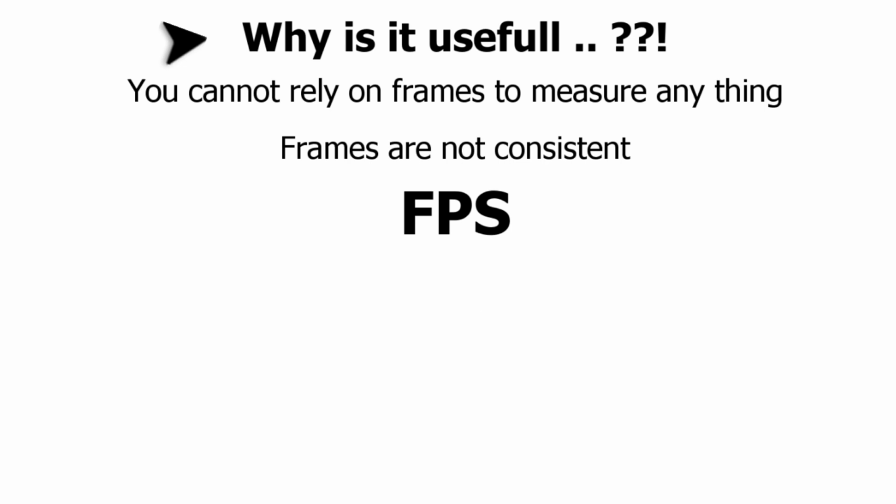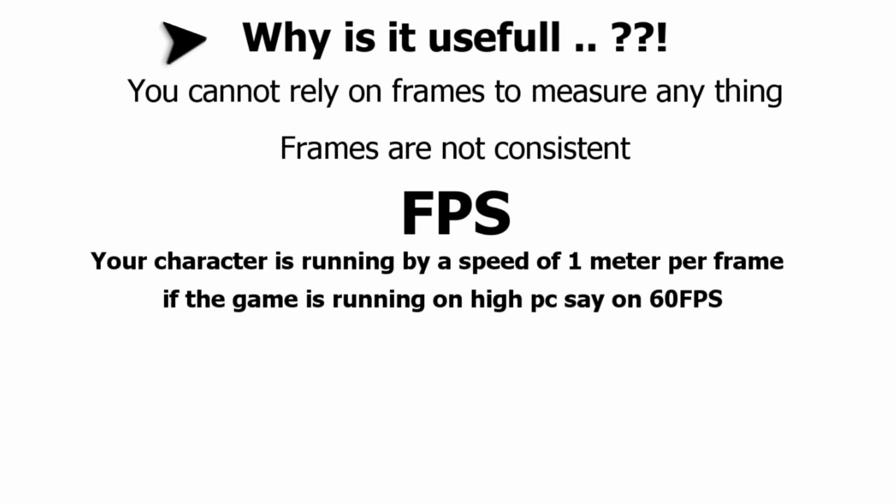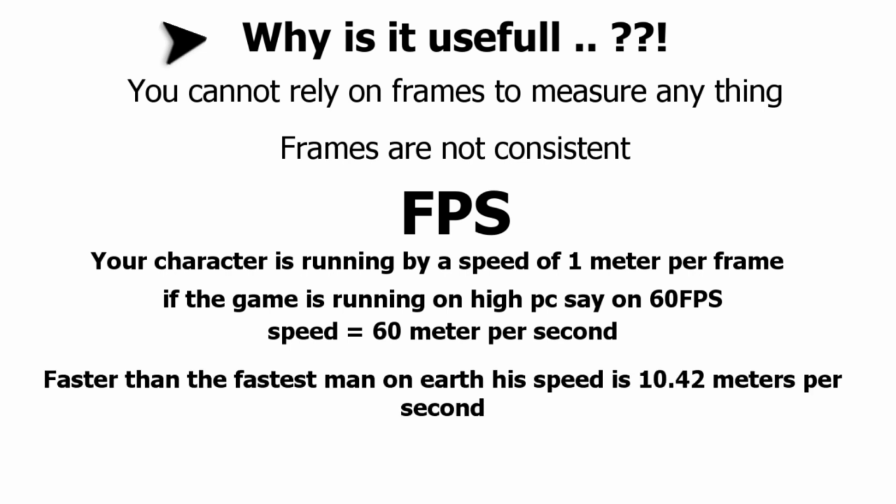Say that your character is running at a speed of 1 meter per frame. If your game is running on a high-end PC at, say, 60 frames per second, your speed will be 60 meters per second, which is faster than the fastest man on Earth. His speed is 10.42 meters per second.